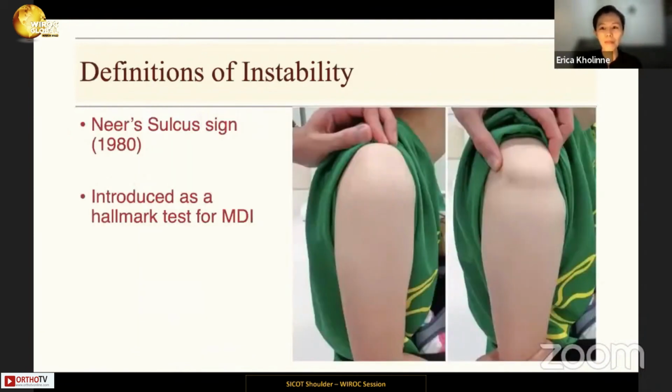Let us remember some popular definitions regarding instability. Sulcus sign, very popular, is a dimple created beneath the acromion when the subject's arm is pulled down with traction, usually in a seated position. This is very popular as a hallmark test for MDI by Dr. Neer. Although Dr. Neer reported that all of his patients had symptoms of instability with the sulcus sign, many of us now interpret a positive sulcus sign, with or without symptoms, only as a sign of inferior laxity. It doesn't mean the patient has MDI.